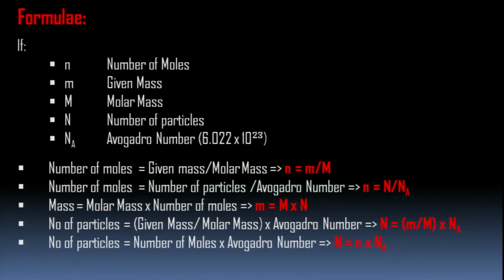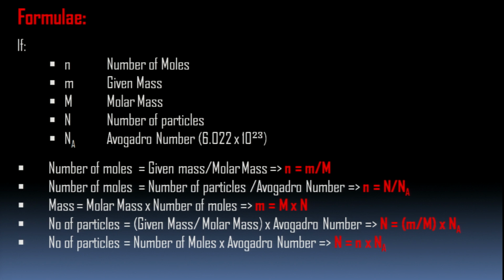Children, when we'll be dealing with certain numericals in this chapter, you are supposed to remember these formulas. It will be better for you for solving the numericals. Please note it down, children. Suppose small n is the number of moles, small m the given mass, capital M the molar mass, capital N the number of particles, which is given number of particles, and Na, you know, is the Avogadro's number, that is 6.022 into 10 to the power 23.